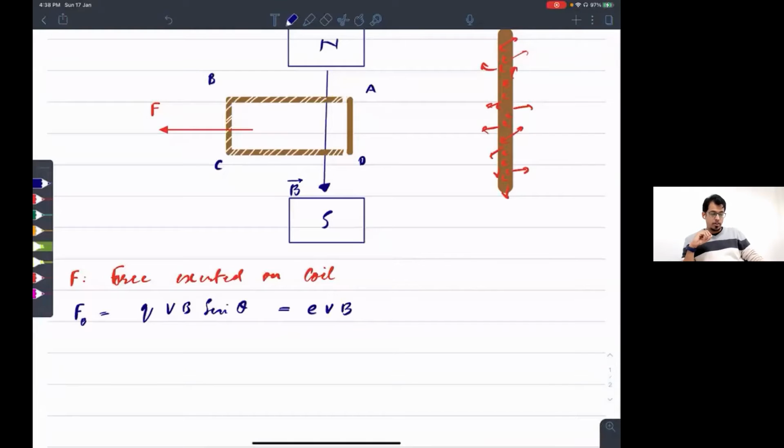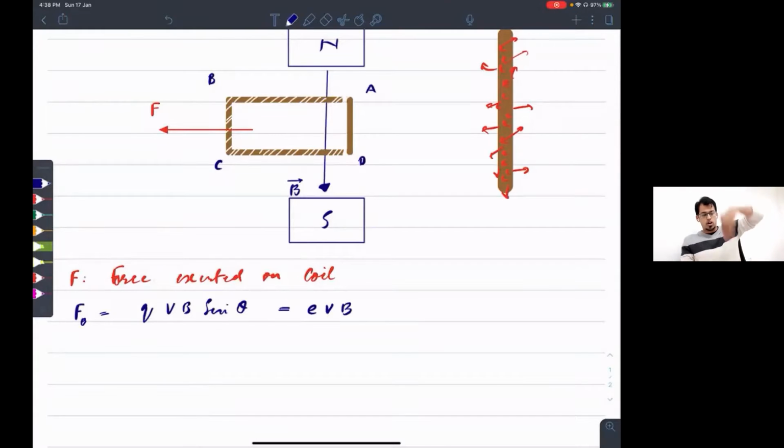Yes, so did we conclude the direction? What will be the direction of FB? Yes, any one of you? Sir, into the board. Yes, sir. Okay, what about others? What do people think? Should it be into the board? Okay, yes, sir.